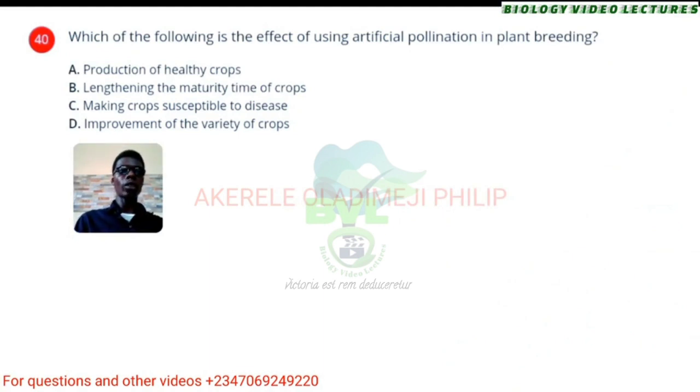Which of the following is the effect of using artificial pollination in plant breeding? It means that you are the one consciously picking the pollen grain at the necessary temperature and so on, then you deposit it on the stigma of the next flower. What that will lead to is improvement of the variety of crops. Maybe you saw a plant that has a particular characteristic or trait, and you want that in another plant. So you can take the pollen of such a flower and take it to where it is required. All right.